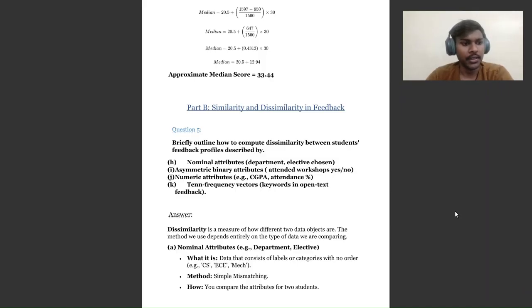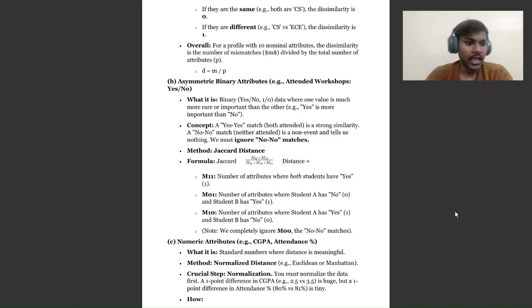First, nominal attributes. Nominal attributes are labels without any ordering, such as department or elective chosen. To measure dissimilarity here, we simply count mismatches. If two students share the same category, the dissimilarity is 0. If they differ, the dissimilarity is 1. It's very simple. For multiple attributes, the overall dissimilarity is the number of mismatches divided by the total number of attributes.